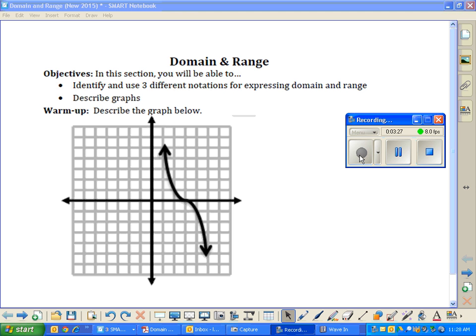Does anybody happen to notice anything else? Just curious. Has anybody done domain and range before? Some of you have? Okay, I am going to teach this as brand spanking new. So if you haven't seen it before, don't sweat it. I'm going to teach everybody in the room 2 different ways to think about it.